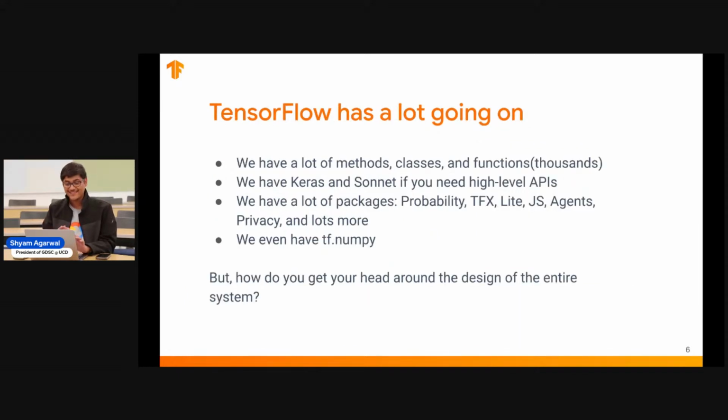So TensorFlow has a lot going on. We have a lot of methods, classes, and functions, like literally thousands of functions. We have Keras and Sonnet if you need high-level APIs. There are a lot of packages: probability, TFX, Lite, JS, agents, privacy, and a lot of other things. And we even have TensorFlow's own version of NumPy. But how do we even get our head around the design of this entire system, right? There are just so many things, which also means there are so many things for us to cover in this session. But fundamentally, what do we need to know?